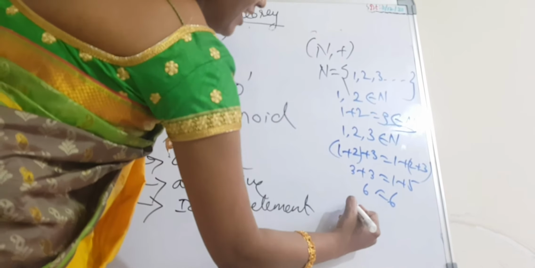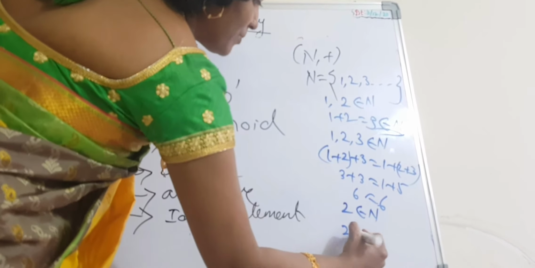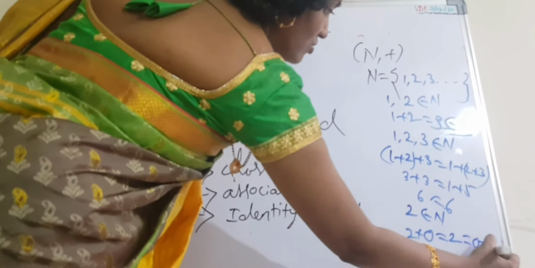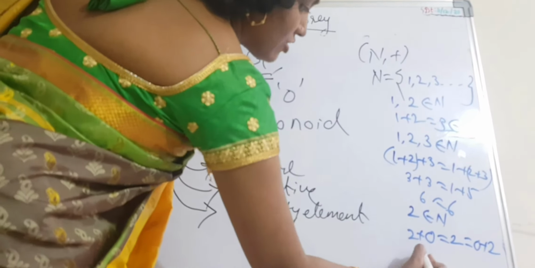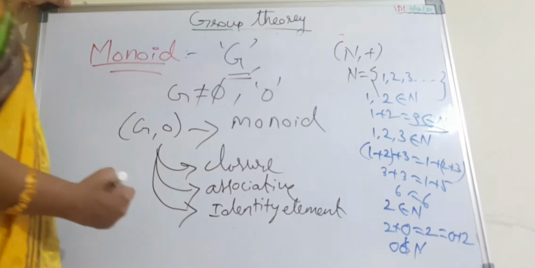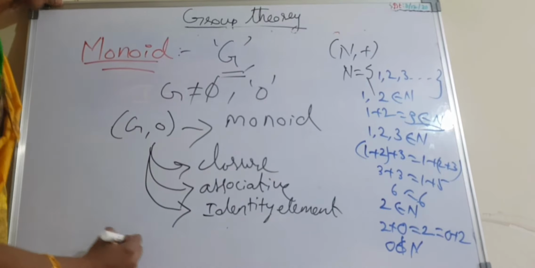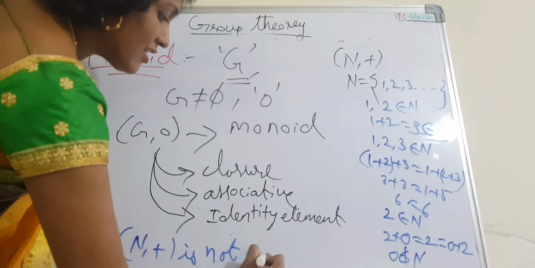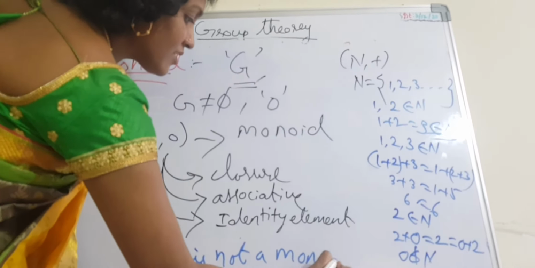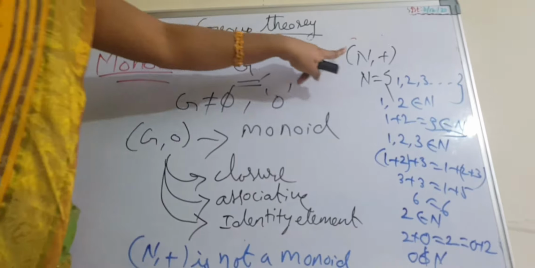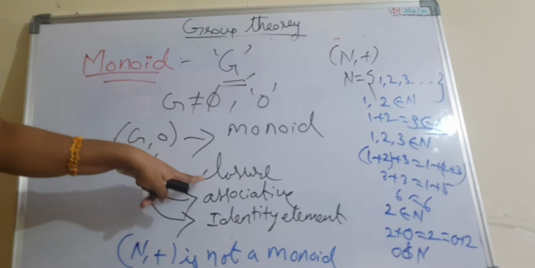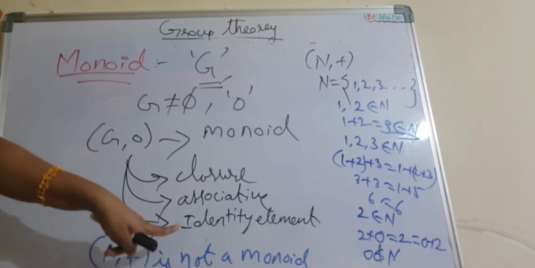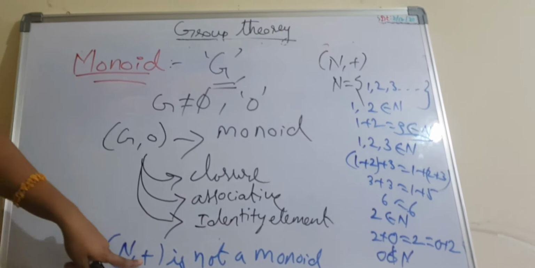So it satisfies the associative property. But here I am taking 2 belongs to natural numbers. 2 plus 0 is equal to 2, and 0 plus 2 is equal to 2. But 0 does not belong to natural numbers. Therefore, N plus is not a monoid. But N plus is a semigroup, because satisfying closure and associative means semigroup. If it satisfies closure, associative and identity, it must be a monoid, but it is not satisfied here.